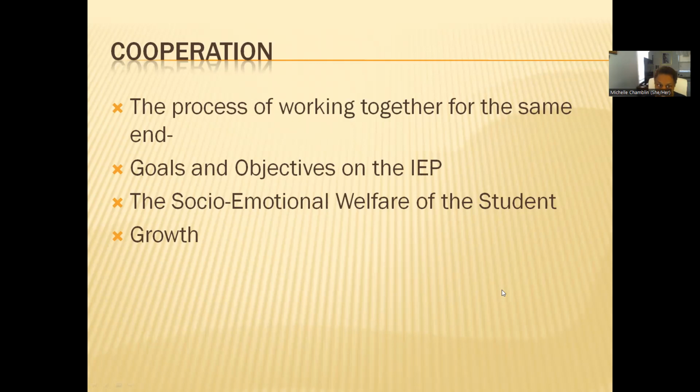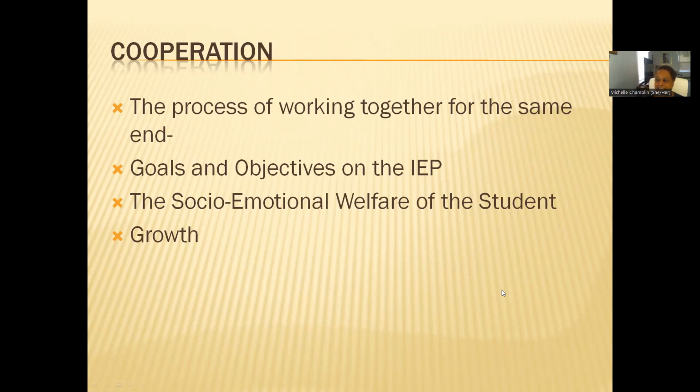But the shared goal and the cooperation is around the final product, that is the IEP, because it is the main tool in special education that drives the instruction. So in general ed, we have report cards, which is a very important tool. The IEP is an extremely important tool in special education. So cooperation around that and the process is what we're focusing on.